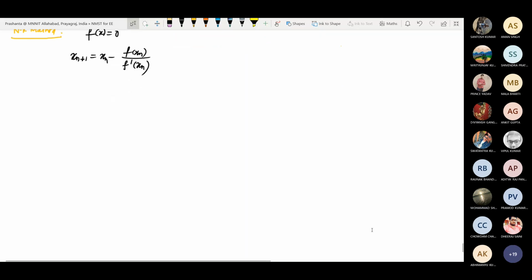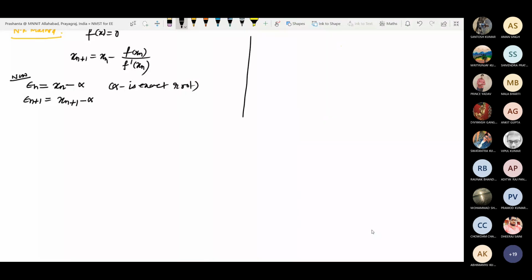Now, what is epsilon n? The error in the nth iteration. What is that quantity? It is the approximate value x n minus the exact root alpha. Alpha is the exact root. And then what will be epsilon n plus 1? That will be x n plus 1 minus alpha. Is that clear to you? Yes, sir.